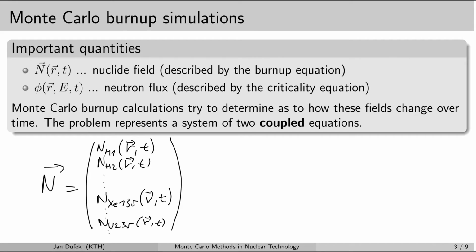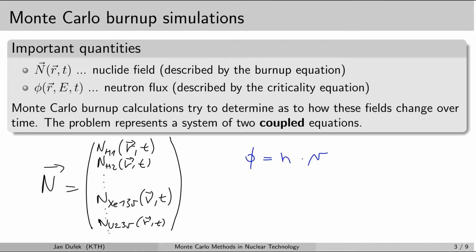Let's have a look at the neutron flux quantity. The neutron flux is defined as the product of the neutron concentration n and velocity.